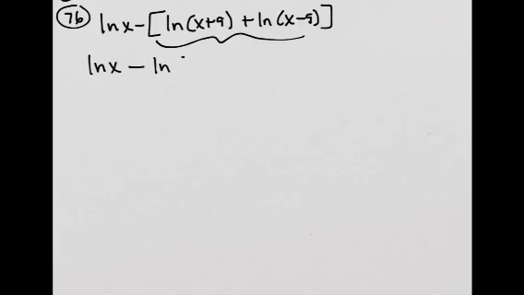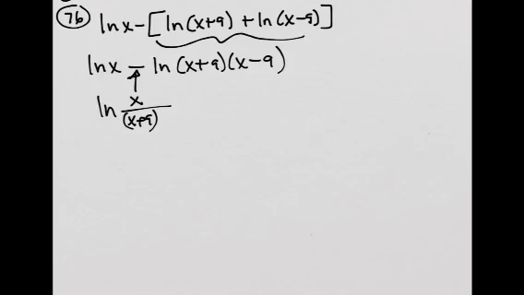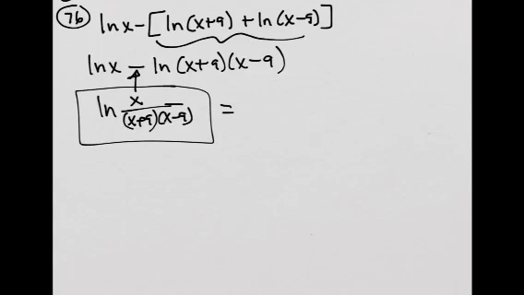So natural log of x plus 9 times x minus 9. So now I have the difference of the logs, right? So this becomes the log of the quotient. Now you can leave it like this as a final answer. I'm okay with it. I know in the handout they wrote it as, they distributed like that. So either one's fine.